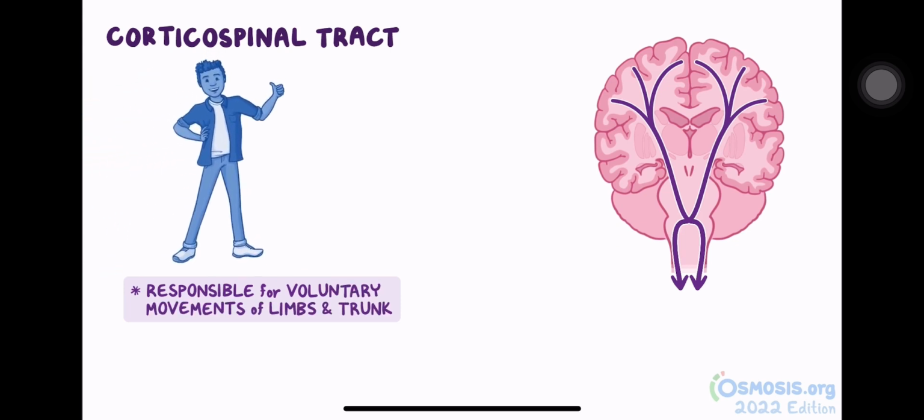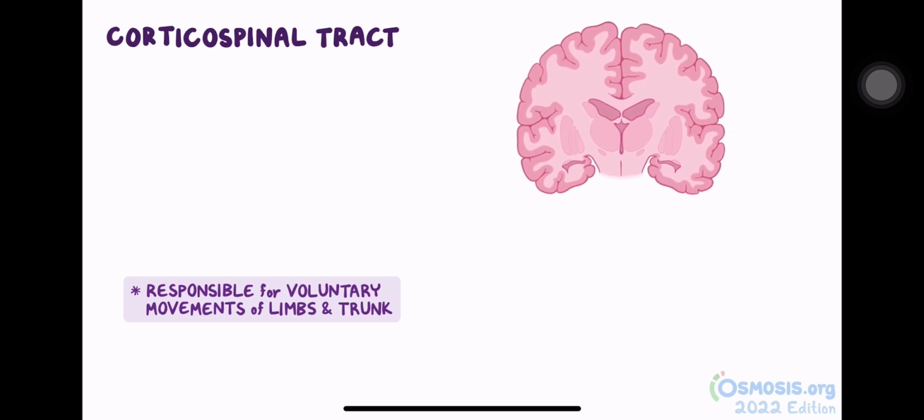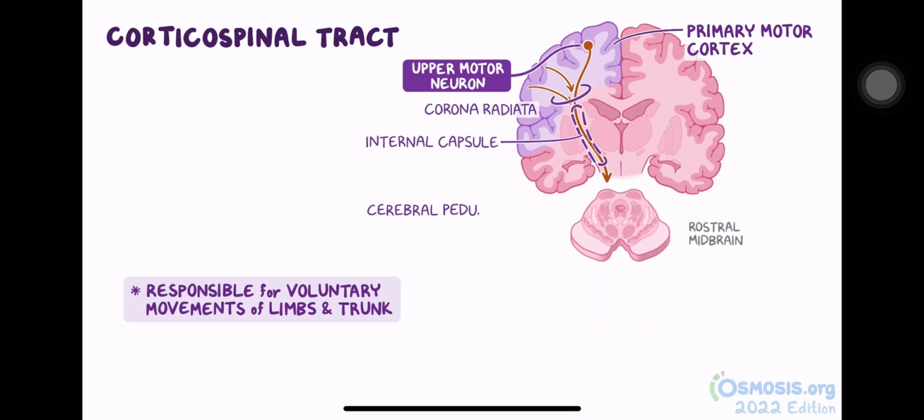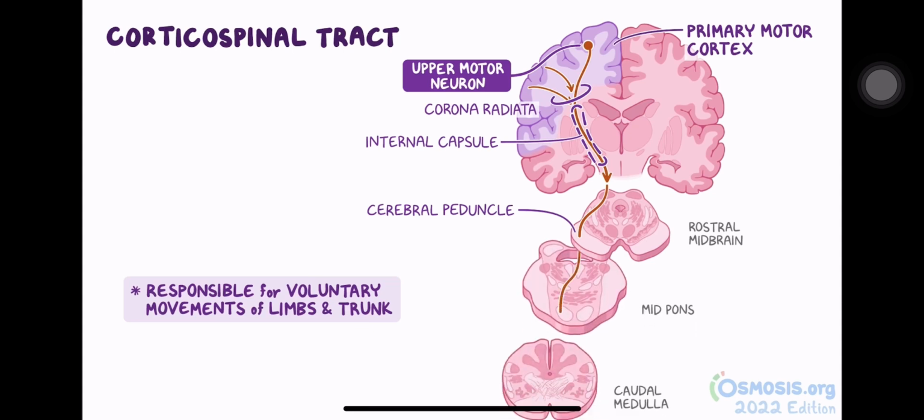The cell bodies of the first-order neurons of this pathway lie in the primary motor cortex. The axons then descend via the corona radiata through the internal capsule, the cerebral peduncle of the midbrain, and the ventral aspect of the pons to reach the ventral aspect of the medulla.